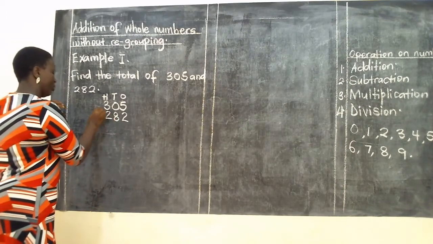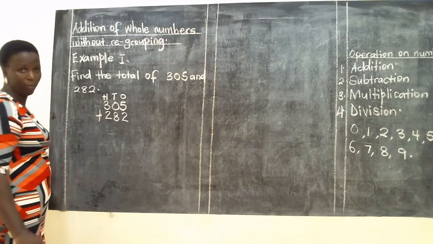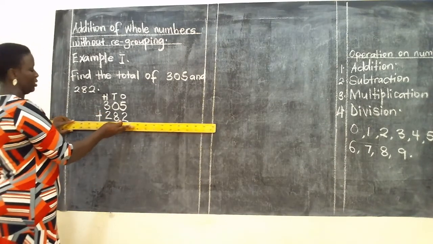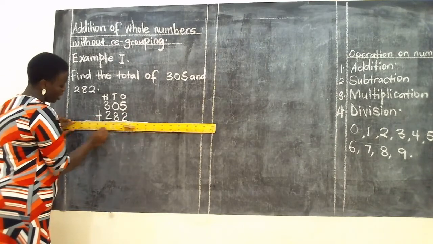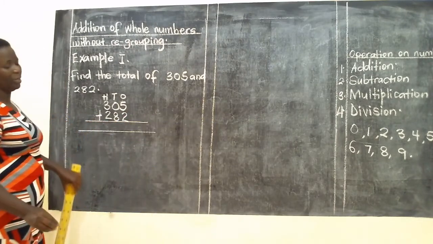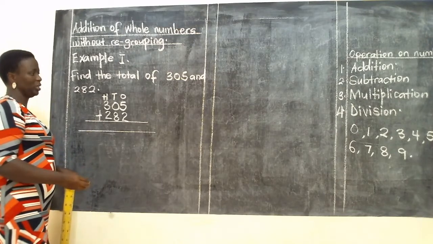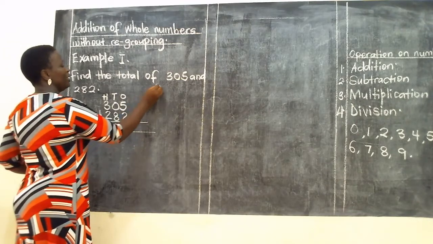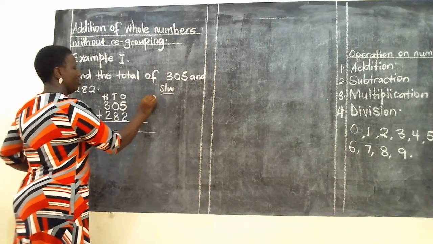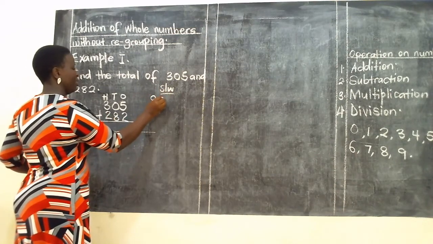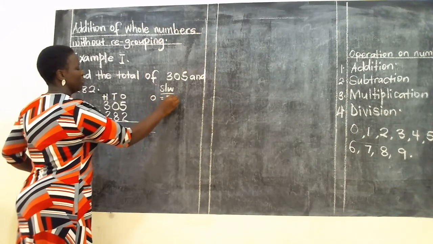The operation we are carrying out is addition, so we must indicate the addition sign. Then we add, following the place values of these digits. So when we are adding, our working should start in the ones, where we have 5 plus 2.